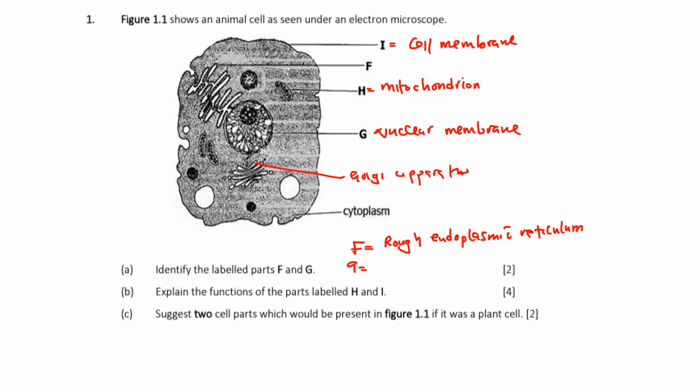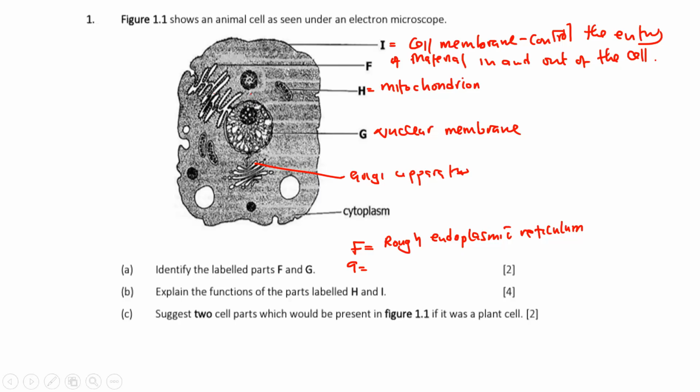Okay, let us look at question B. Explain the function of the parts labeled H and I. Now, let me just explain a thing here. We are saying this is the cell membrane. But the way we give functions, again, matters. The function of a cell membrane is to control the entry of materials in and out of the cell. And it is based on size.